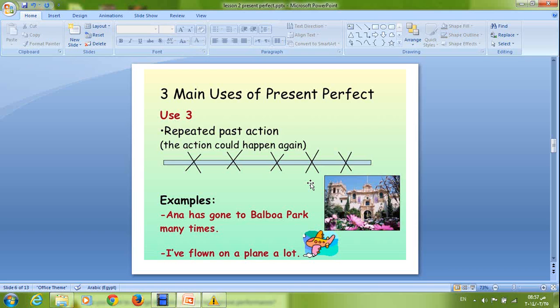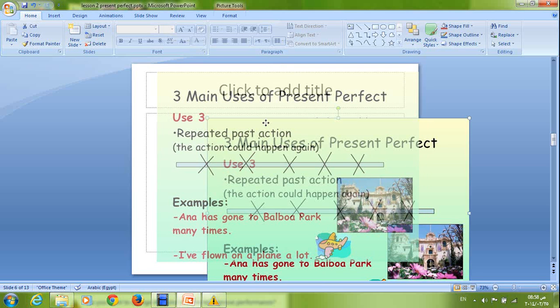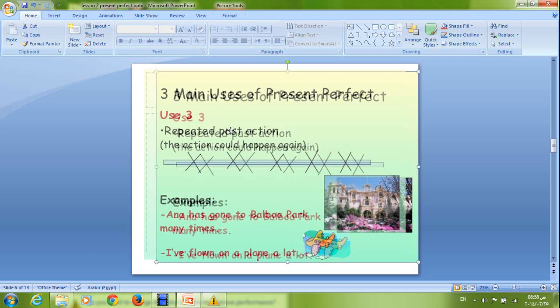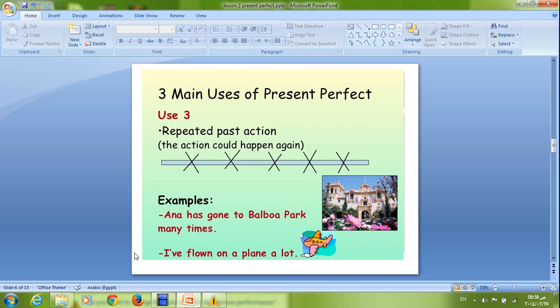Example, Anna has gone to Balboa Park many times. So Anna didn't go only one time, she has gone many times, and she can go there again. So it's a repeated action in the past and it could happen again. I have flown on a plane a lot. This means that I can fly again.